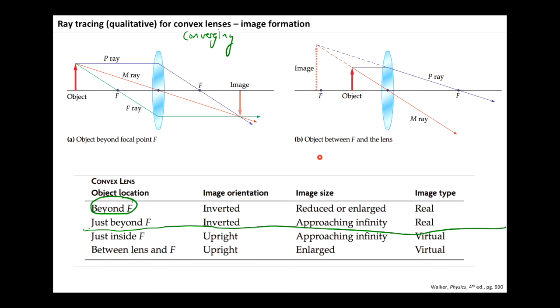Let's see. So let's draw an arrow up to that one. And then these bottom two cases go with the diagram on the right. Now we're taking the object and moving it closer to the lens than the focal position. Closer to the lens than the focal position. Take a look at what the rays do. And they've only drawn two of them in this case. So you can see the P ray starts parallel, goes through the focal point. The M ray goes straight through, and they converge way back here behind the object.